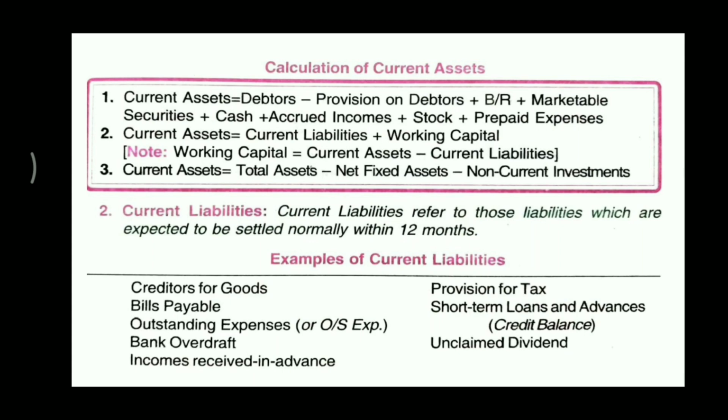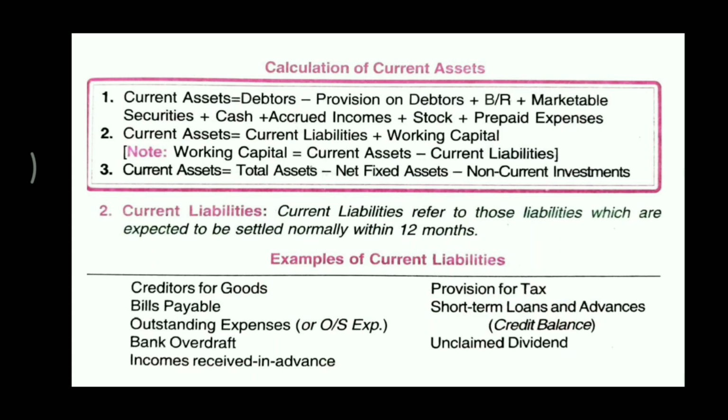Then these are the more formulas for the calculation of current assets. So current assets is equal to debtors minus provision on debtors, bills receivable, marketable securities plus cash plus accrued income plus stock plus prepaid expenses. One more formula is current assets is equal to current liabilities plus working capital. So how are we getting this formula? Actually we are getting this formula from the formula of working capital, because we know that working capital is equal to current assets minus current liabilities, CA minus CL.